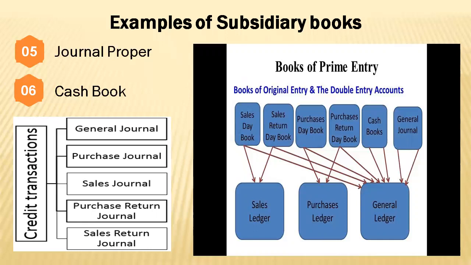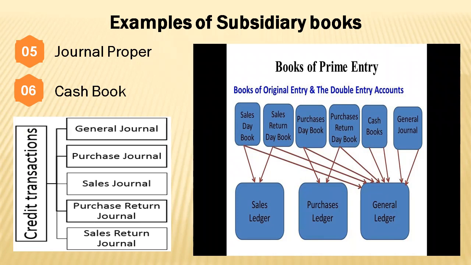So from the diagram below, we can see credit transactions, and all those credit transactions are recorded in the general journal, purchases journal, sales journal, purchases returns journal, and the sales returns journal. Of course, we're still going to be looking at each of these transactions one after the other.